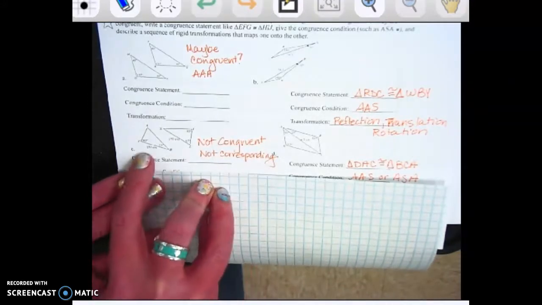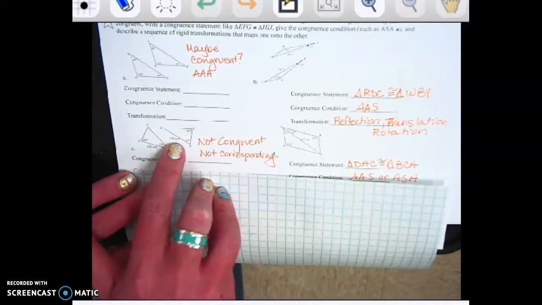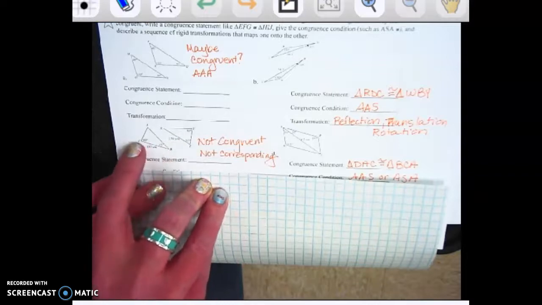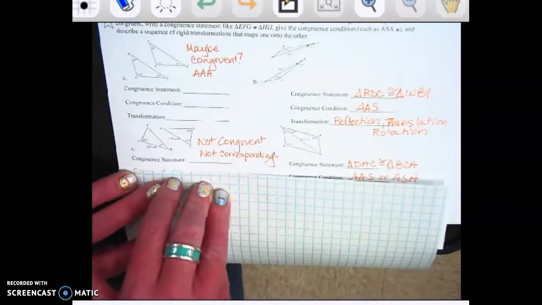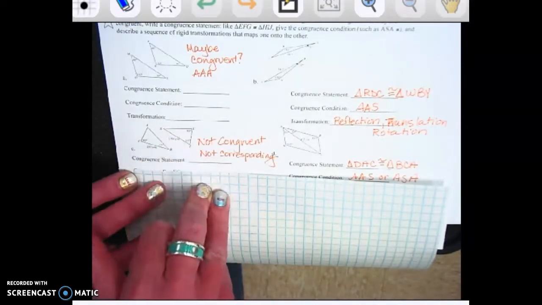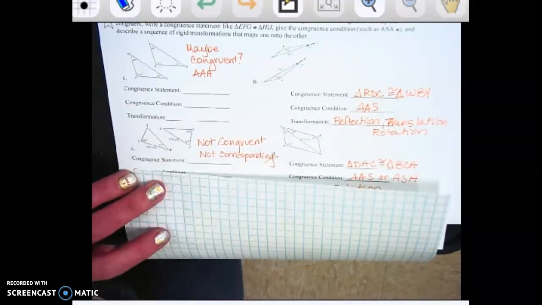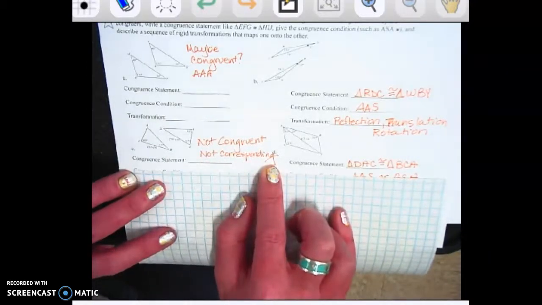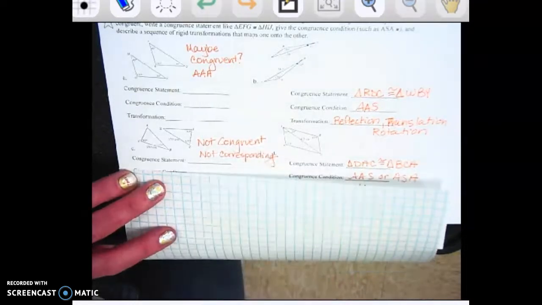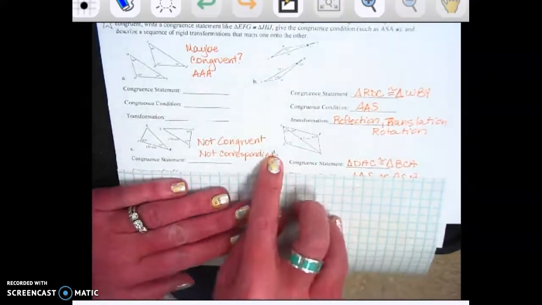Then you got to check that side. We have a side of 150 centimeters here and 150 centimeters here. But on this triangle, that side is between the 80 and the 35. If you look on this triangle, what side is it between? The 35 and the 60 side. Is that matching up? No. So you say they're not corresponding, so they're not congruent. It has to be the side that's between the same two angle measures. Okay?